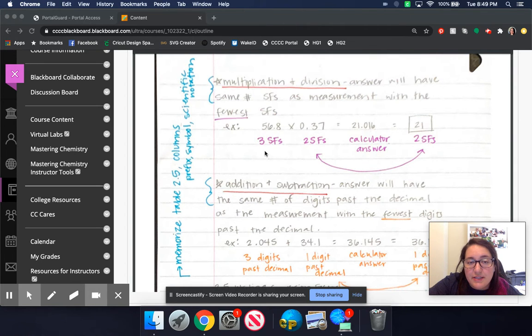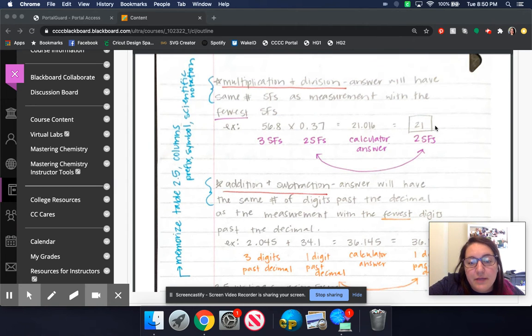56.8, which is 3 significant figures, times 0.37, which is 2 significant figures, because this is a leading zero, it is not significant. You type that into your calculator, you're going to get 21.016. But because I'm multiplying, my answer can only have the same number of sig figs as the one with the fewest. So that's 2 significant figures. That means I need to round my calculator answer to only include 2 significant figures.